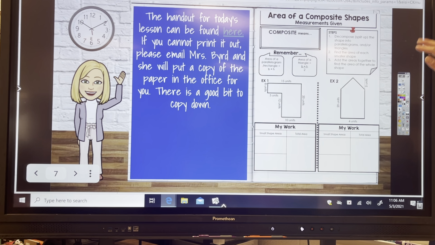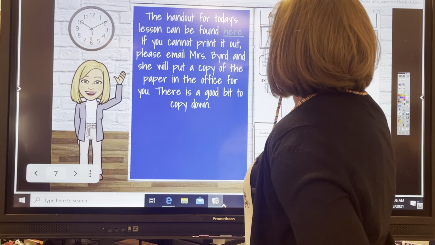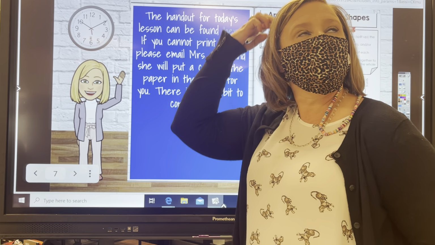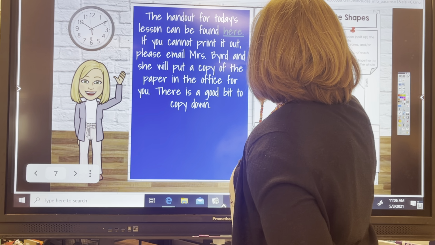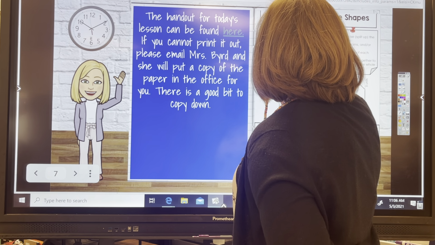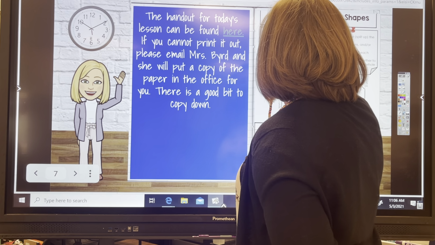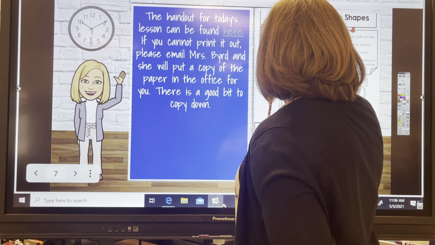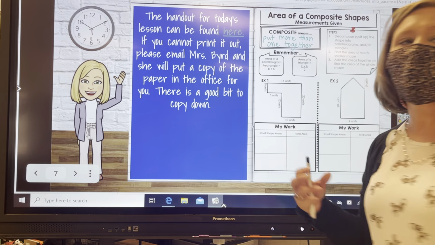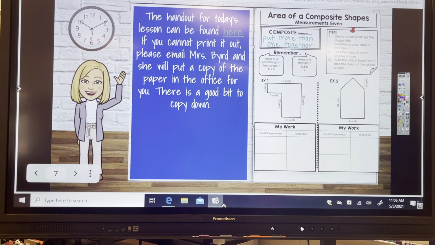Now, the first thing up here, it asks us, what does composite mean? So what does composite mean? What does it mean? Jenna, what did we just say? We put more than one together. We're putting more than one shape together to make one shape, okay?